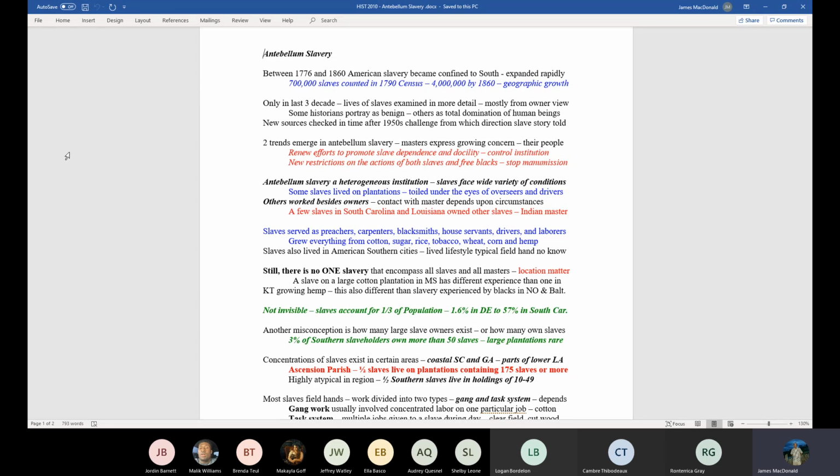We also know that two trends emerged in slavery during the time from 1820 to 1860. Masters, and owners, began to express more and more concern for what they called their people. And you would see this in diaries, in letters, in journals. My family, my servants, sometimes they even said slaves, part of their extended family. But they also renewed efforts in the antebellum period to promote slaves' dependence and docility, meaning that escape was suicide. Trying to start a slave rebellion, not going to work.